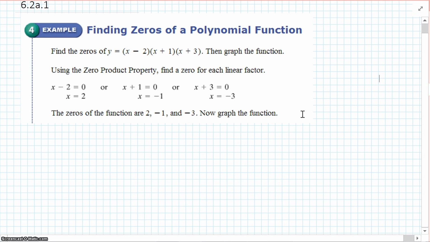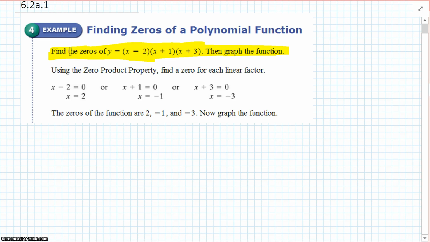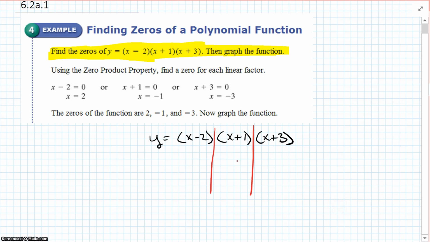Finding the zeros of a polynomial function. Find the zeros of this equation. This is a factored form polynomial. So if you need to, let's rewrite it and work through the process. And there's obviously, once you see it, a much quicker and easier way to do it. So we have three sets, so we know this is a cubic. We know we have three zeros.